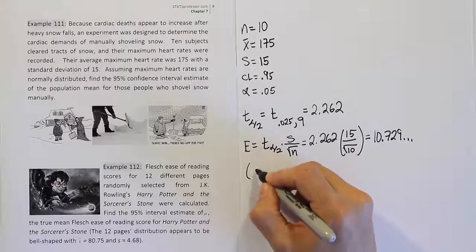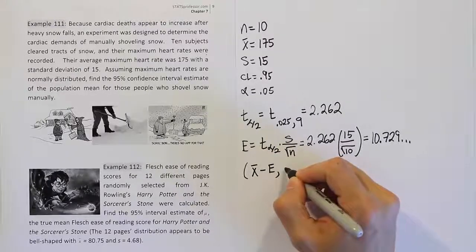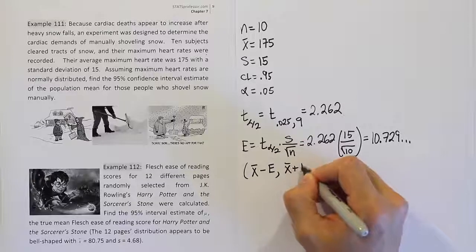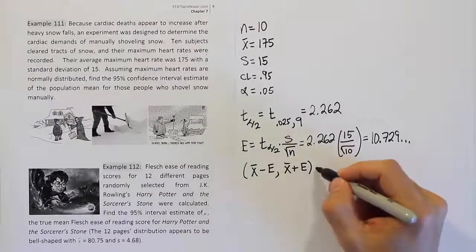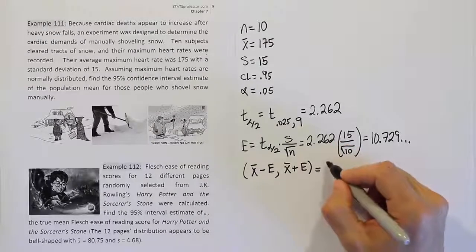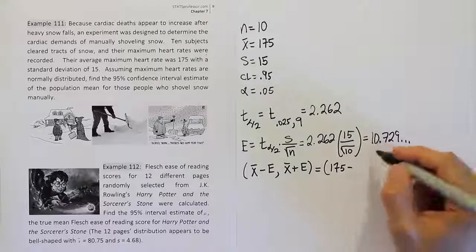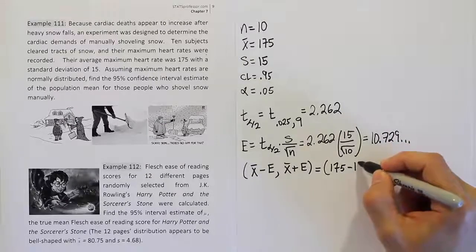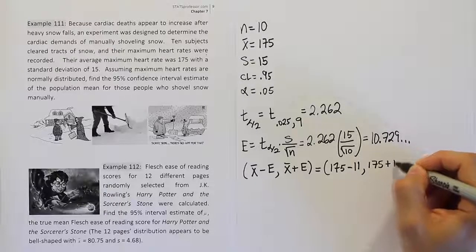It's going to be essentially x bar minus the error, comma, x bar plus the error. And that's what we're looking to do in the final step. All right, so our x bar, remember, is 175. And we're going to be subtracting off 10.7, but if we're going to use whole numbers, let's just call that 11, right? And then 175 plus 11.